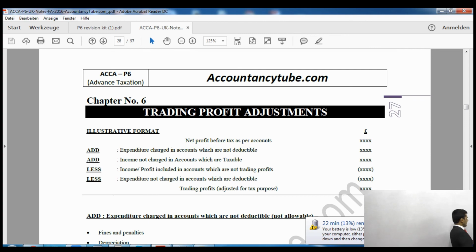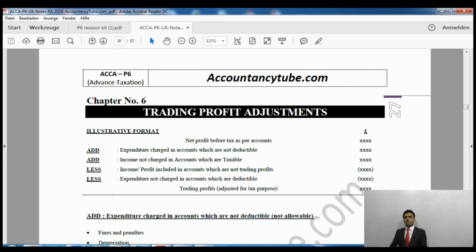Alright, now this topic, trading profit adjustments: we will take the net profit, which will be our accounting profit, given to us in the question, obviously. Accounting profit is revenue less different expenses, then adding a few incomes, and the final amount is our net profit. That is the profit we made for our own accounting records, but we cannot use it for tax purposes. When we show it to the tax people, they won't accept it, so they will have to make a few adjustments to it. Those adjustments are given in this chapter, which we'll have to see.